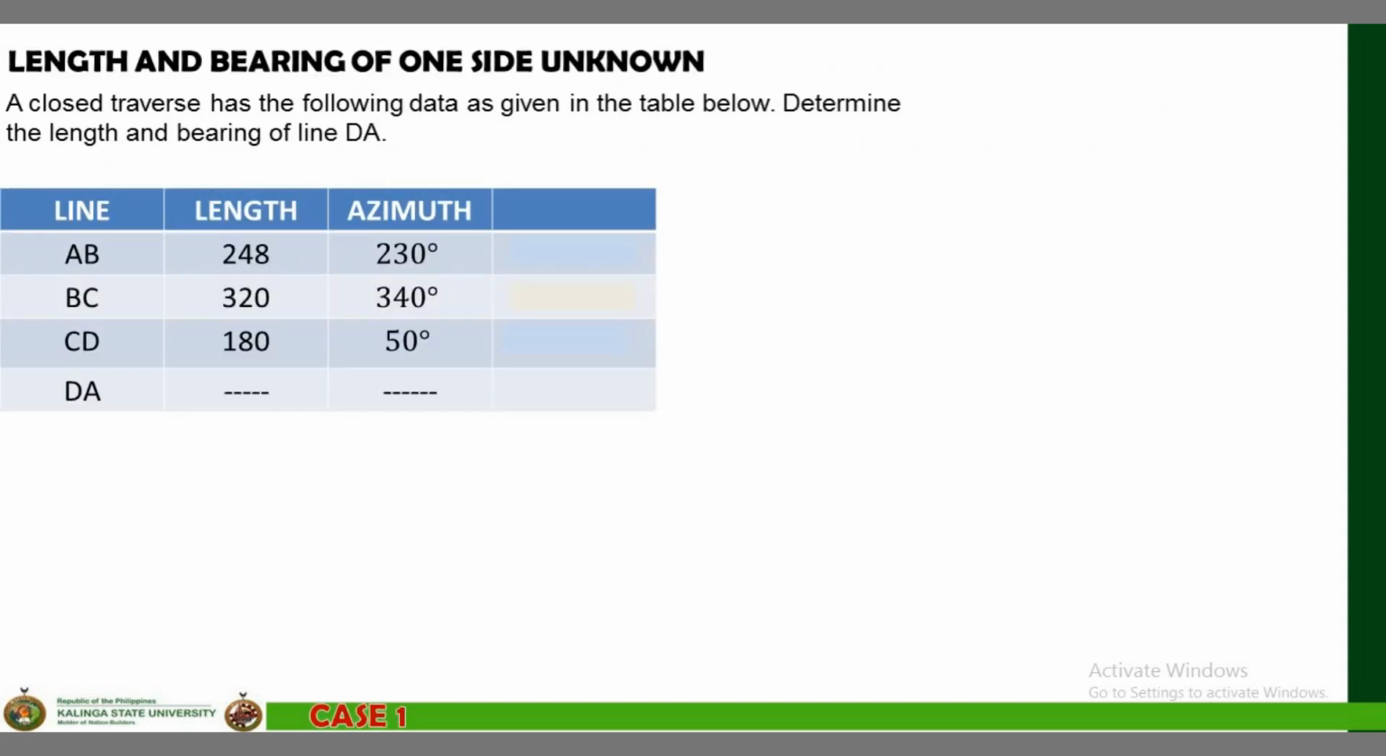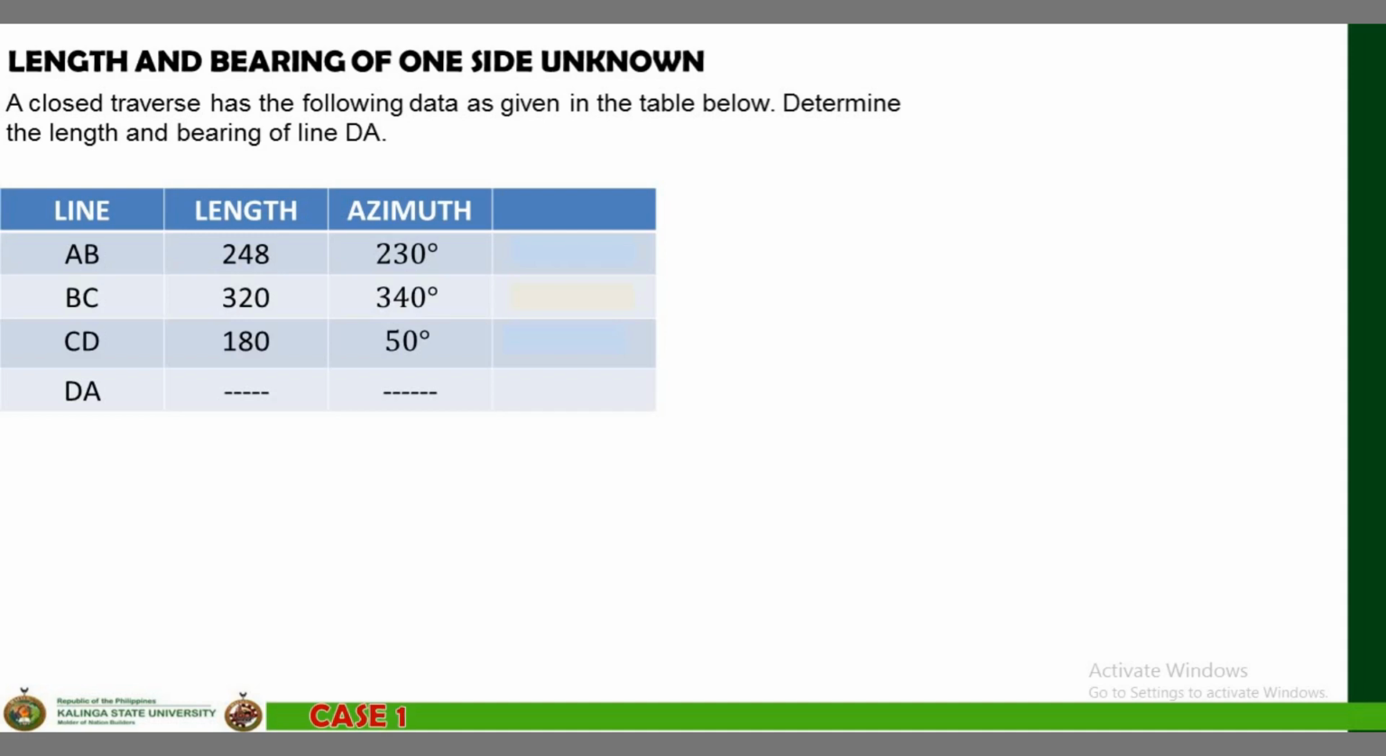Let's start with case 1, wherein the length and bearing of one side is unknown. If we look at this example, a closed traverse has the following data. You are required to determine the length and bearing of line DA. As you can see on your screen, we have four lines. One line has no measured length and no measured azimuth.